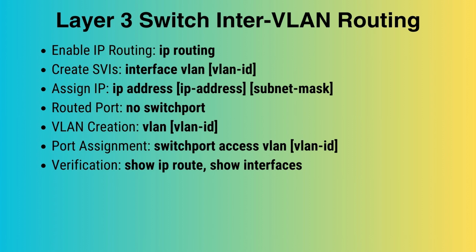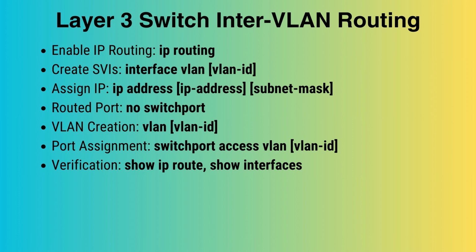Layer 3 switches simplify inter-VLAN routing by integrating routing capabilities directly into the switch. Here's how you can set up inter-VLAN routing on a Layer 3 switch. First, enable IP routing on the switch using the ip routing command. This allows the switch to route traffic between VLANs.